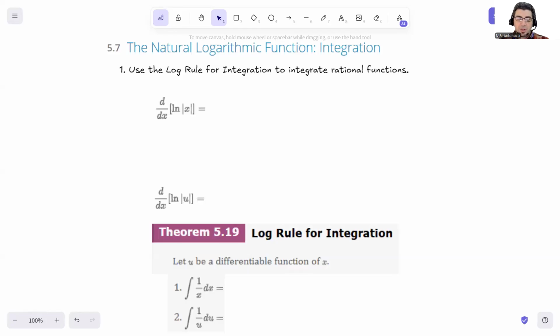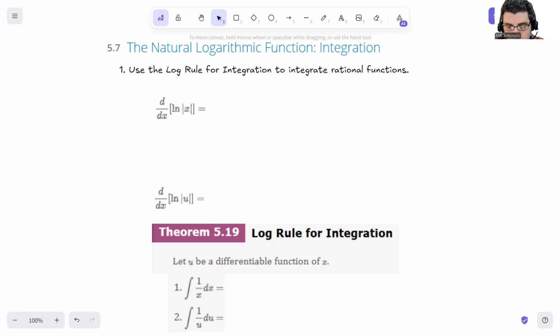All right, guys, Mr. Antonucci here, and in this section, we're going to talk about the natural logarithmic function and integration. So in this first video, we're going to look at a couple examples on how to use the log rule for integration to integrate rational functions. So the differentiation rules will start with there because integration is reverse differentiation.